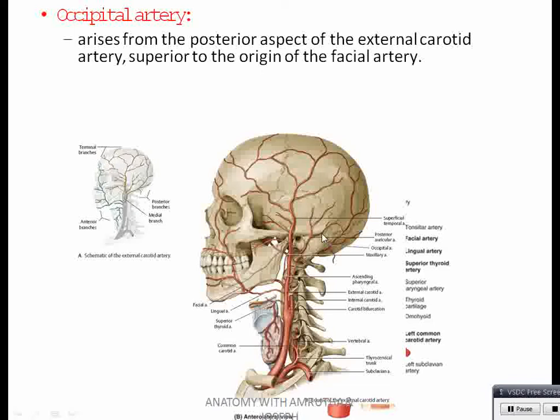So let's find the occipital artery. The occipital artery is here, arising from the posterior aspect of the external carotid artery, superior to the origin of the facial artery. So it originates a little above the level of the origin of the facial artery. The facial artery is here, and it arises a little above that.